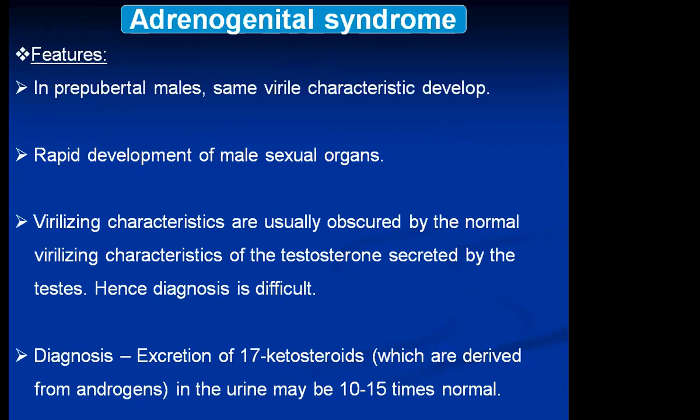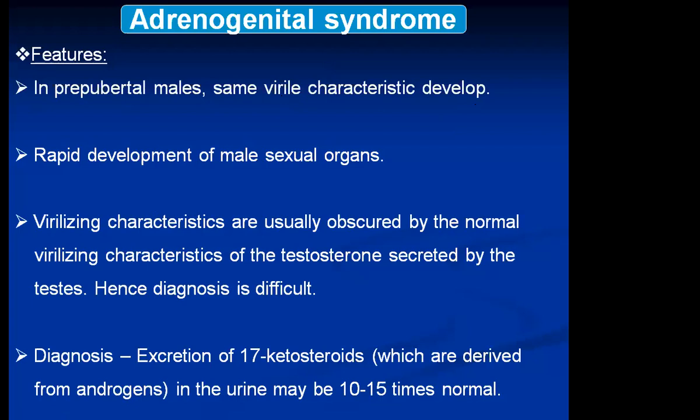Now, in prepubertal males, that is in males who have yet to attain puberty, the same virilizing characteristics can develop. There is a rapid development of male sexual organs in prepubertal males. Now, these virilizing characteristics, which are a feature of adrenal androgens, normally are obscured by the normal virilizing characteristics of the testosterone, which is secreted by the testes. So, the diagnosis of adrenogenital syndrome in males is very difficult.